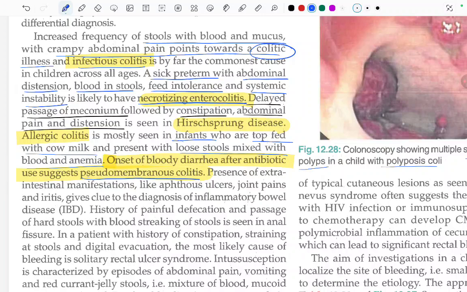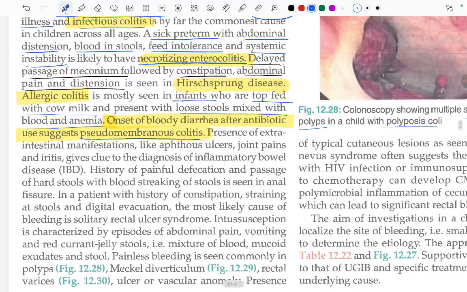Moving ahead, presence of extraintestinal manifestations like aphthous ulcers or joint pains and iritis gives a clue to the diagnosis of inflammatory bowel disease. So when we have to suspect inflammatory bowel disease, when there is extraintestinal manifestation also, right, like aphthous ulcers or joint pain or iritis also.